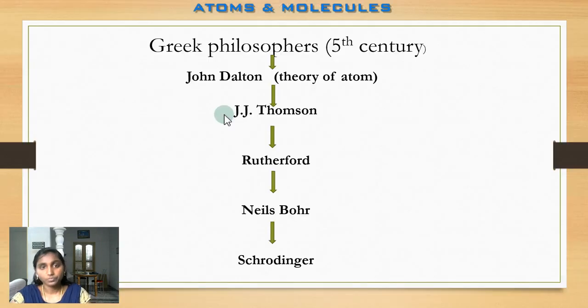So here you have to write two 1 mark questions. Who gave an idea of atom? Greek philosophers in the 5th century. And who proposed the theory of atom or atomic theory? John Dalton. Note these two 1 mark questions in your notebook.